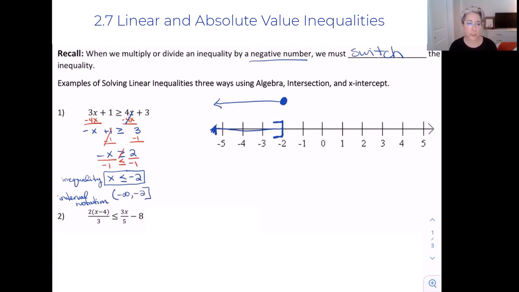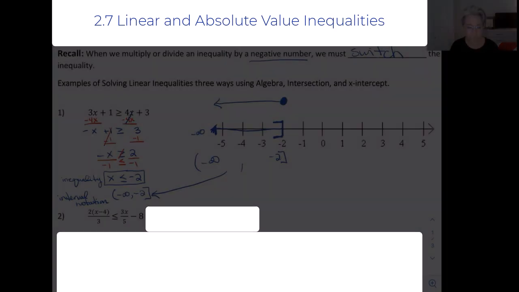Now, for some of us, if you're still struggling with interval notation, graph it on the number line first and look at the endpoints. It ends here at negative 2, starts way over here at negative infinity. Negative infinity is never included, so we always use parentheses and then everybody in between. So you have your endpoints always left to right. If that helps you, graph it first, then write your interval notation.